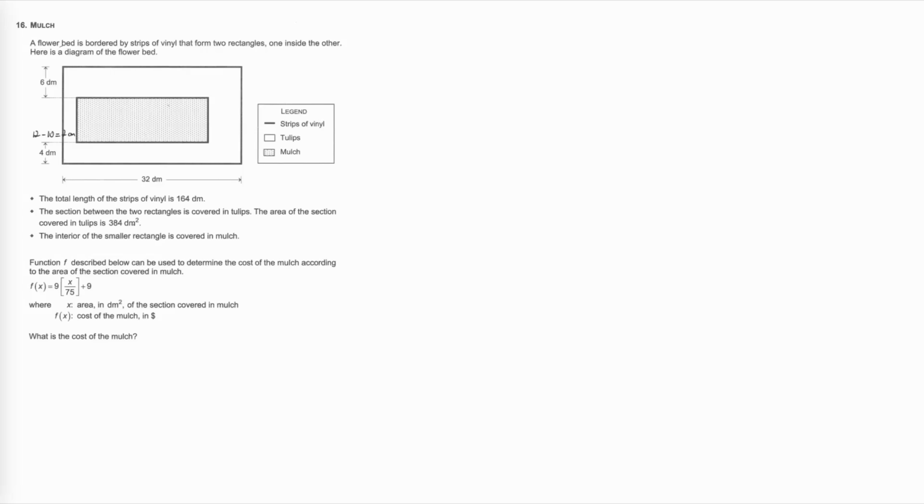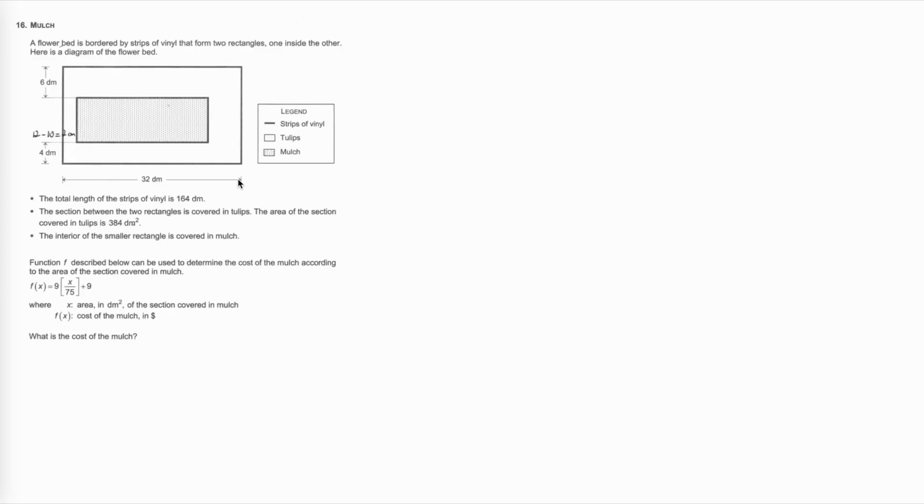Question number 16, mulch. A flower bed is bordered by strips of vinyl that form two rectangles, one inside the other. Here's the diagram of the flower bed. On the diagram, we got this handwriting, which says 12 take away 10 is equal to 2 centimeters. I'm not sure what this is about. The 4 decimeters and the 6 decimeters, that'll come in handy.